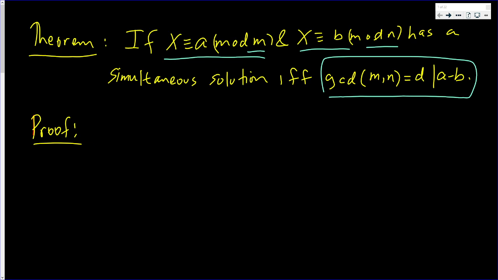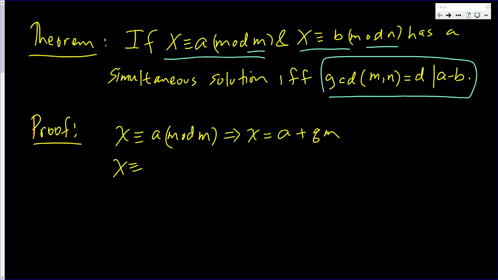Okay, so we're given that x is congruent to a mod m. Well, that implies that x is equal to a plus some multiple of m, and if x is congruent to b mod n, that implies that x is equal to b plus some multiple of n.